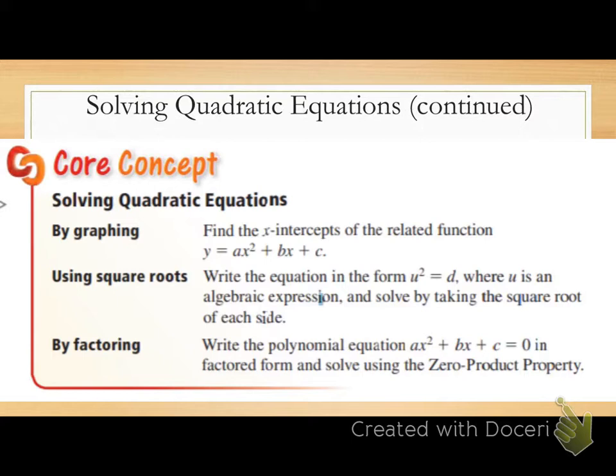And then we're going to solve by factoring. Write the polynomial equation ax squared plus bx plus c equals 0 in factored form. So we're going to factor it, and solve using the zero product property, which we've already looked at a little bit. We've already solved some of our equations by factoring in the past. Any questions about any of the methods we're going to use to solve our quadratic equations? Okay, I'll give you time. Okay, let's move on.